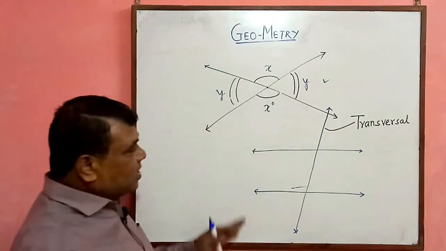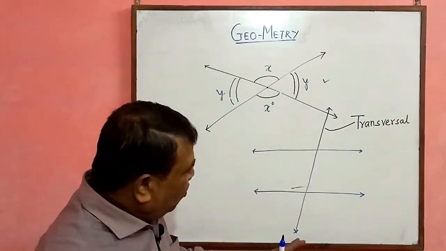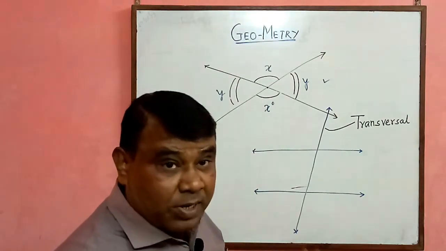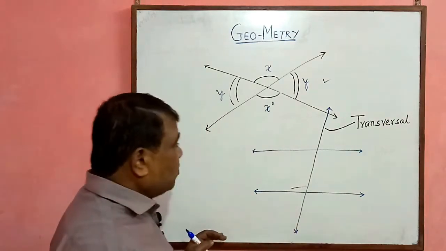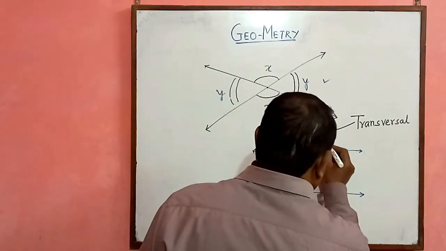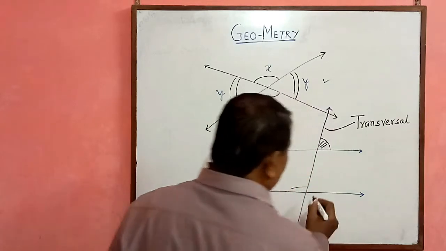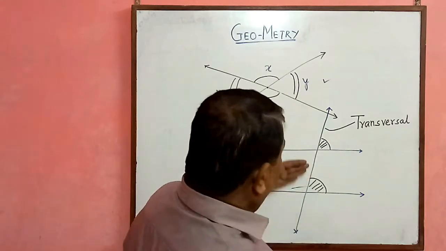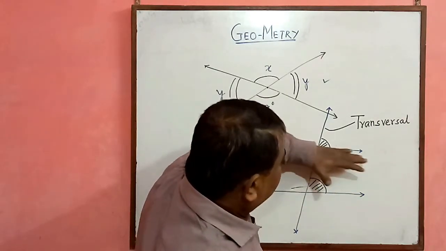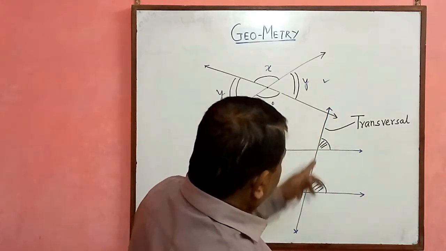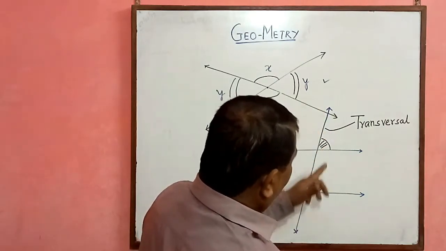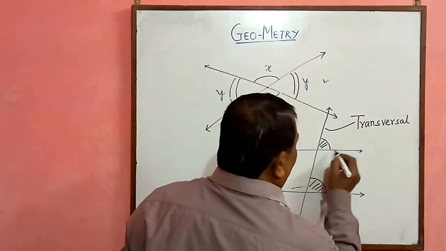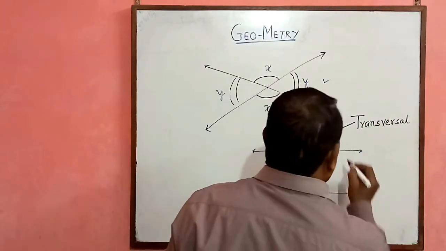When I put a transversal on parallel lines, we have 6 properties. What are those 6 properties? This angle, these two angles on the same side of the transversal and both the parallel lines at the same position, are known as corresponding angles.